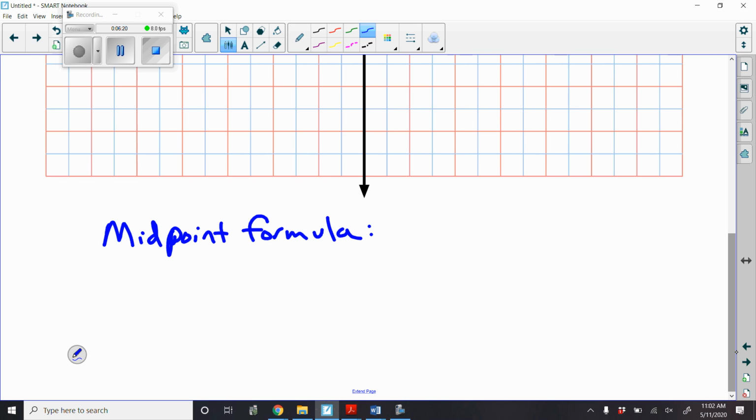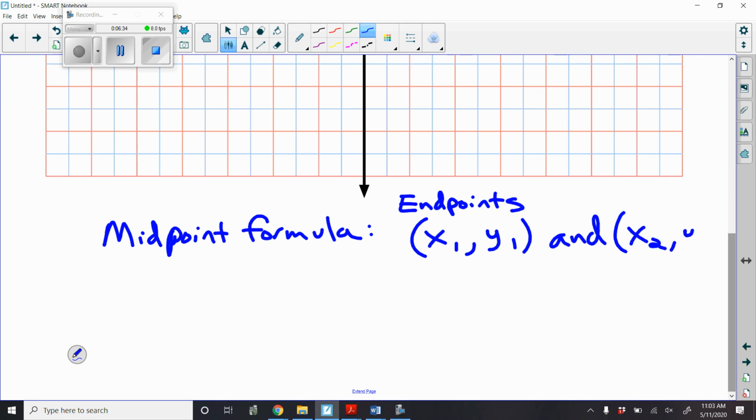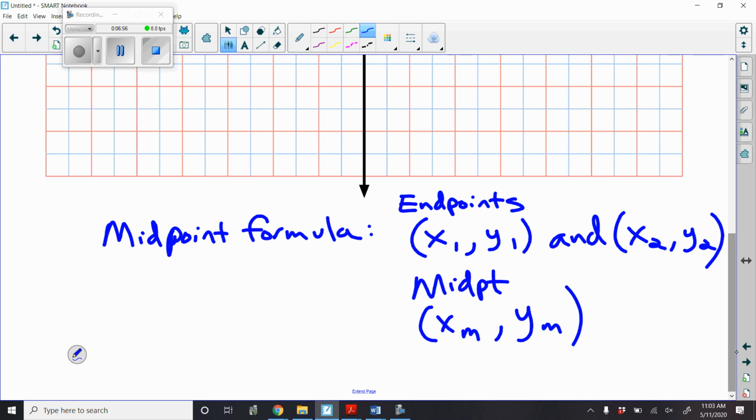Okay, first off, endpoints we're always going to call x1, y1, and x2, y2. There are always two endpoints to a segment. So one of them is called x1, y1. The other one is called x2, y2. The midpoint, which is right in between those two endpoints, I'm going to always call x sub m, y sub m. For x midpoint, y midpoint.